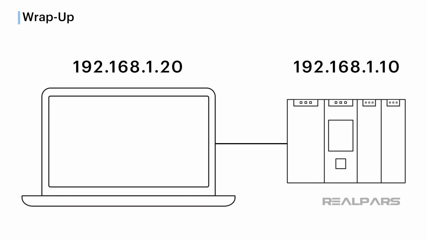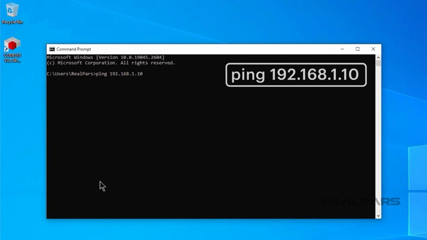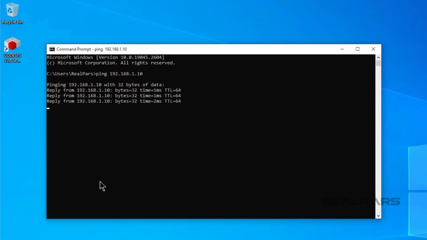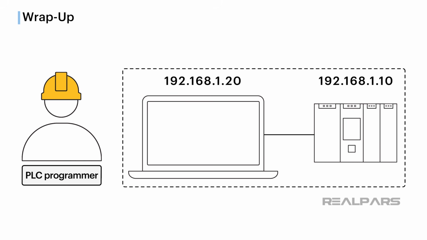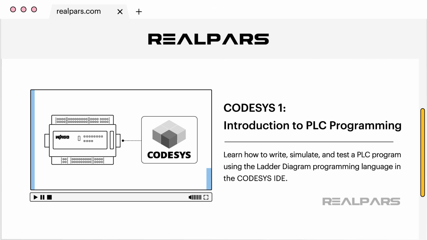In this video, you learned what an IP address is and how to configure a static IP address for your computer. This is the first step you take to communicate with other devices on a network. As well as configuring the communication, you saw how to test the connection between your computer and a device on the network, as well as some common steps for troubleshooting communication that doesn't work. The ability to connect to devices like PLCs is essential for PLC programmers, since it enables them to download and test PLC applications.